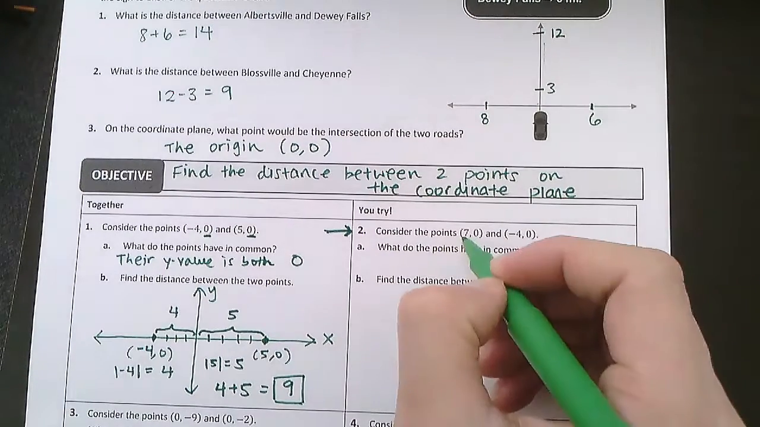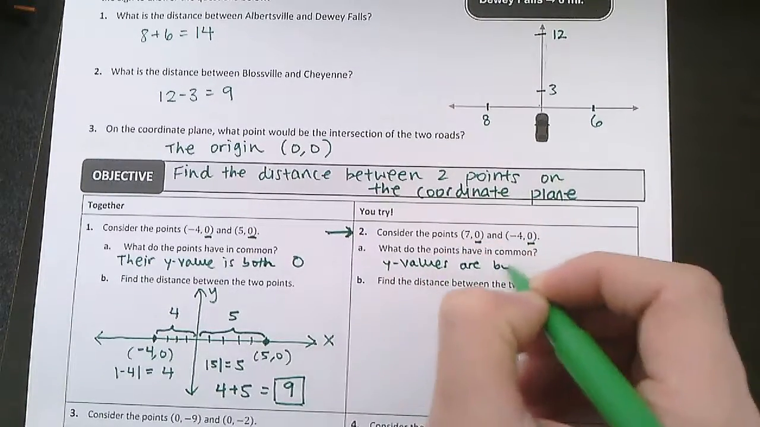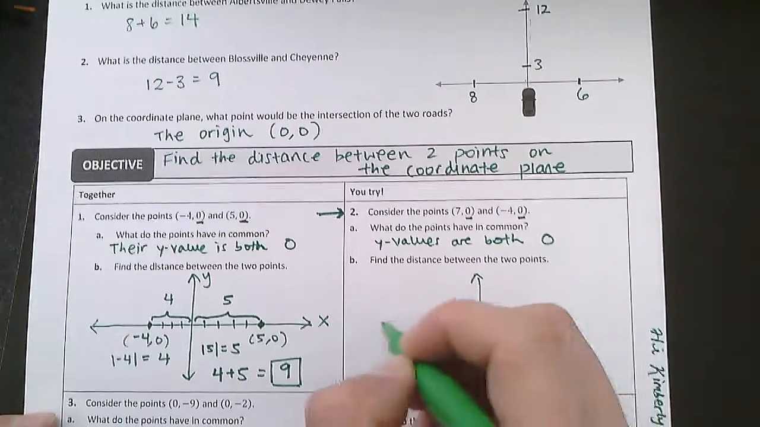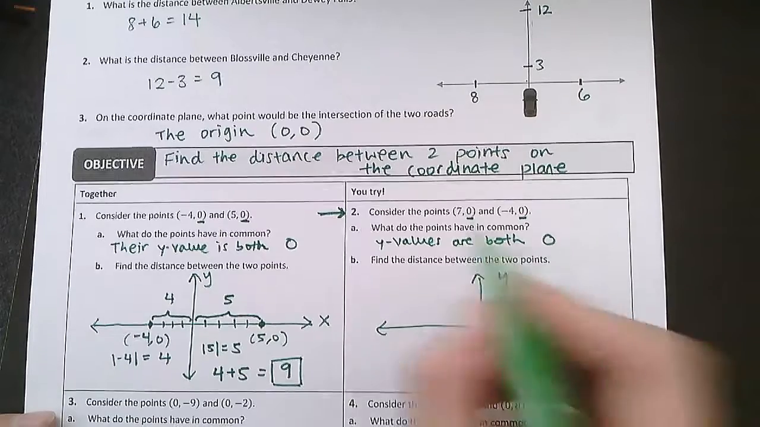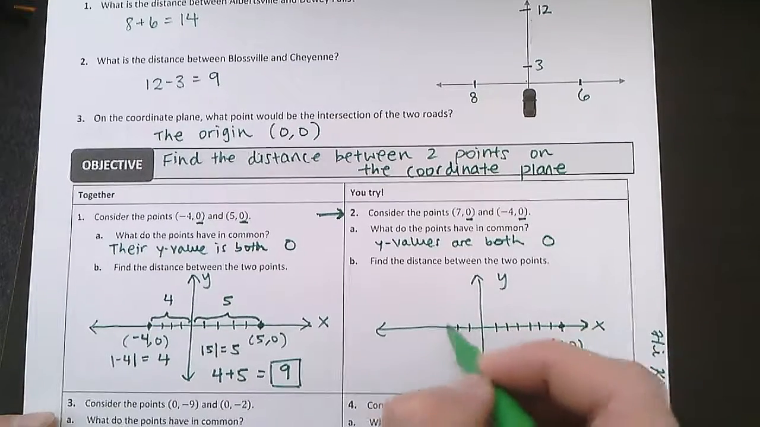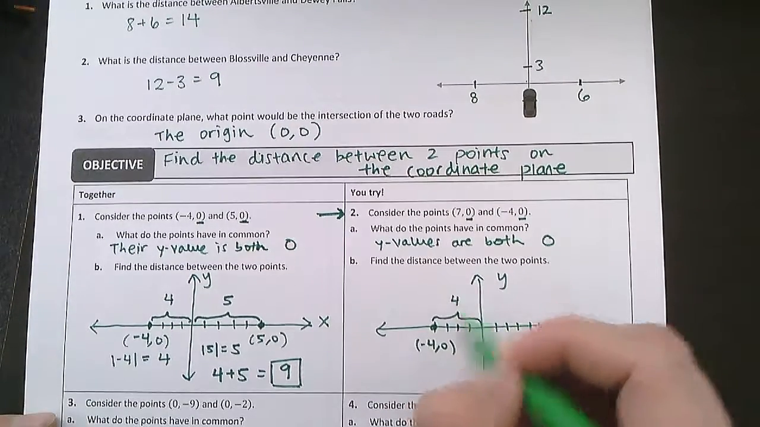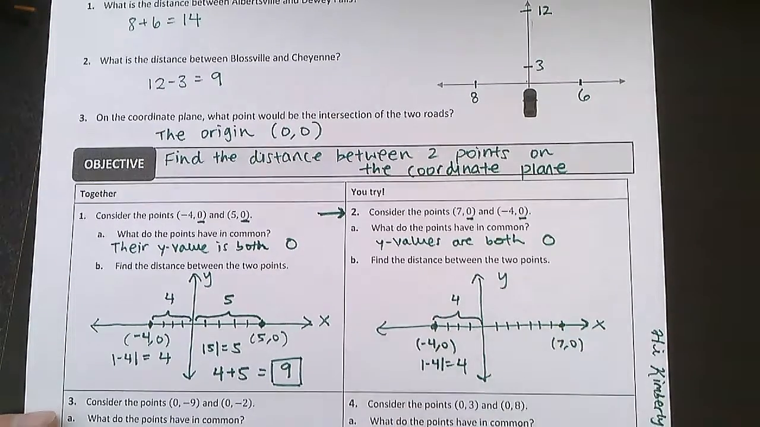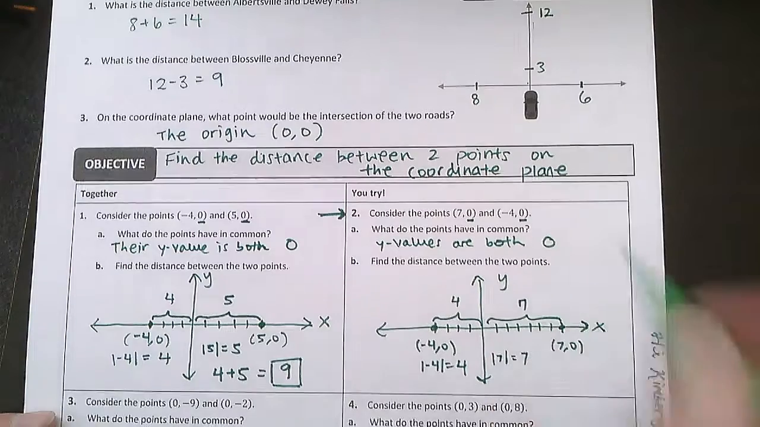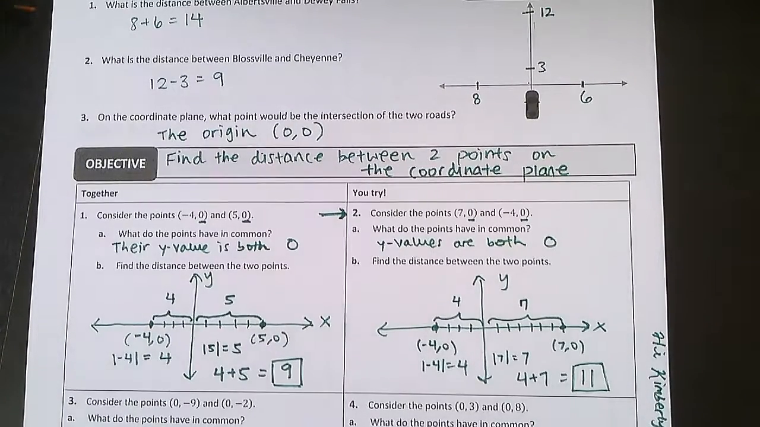What do the points have in common? The x's are different, but their y values are the same. So the y values are both 0. Okay, find the distance between the 2 points. Let's sketch it out. X, Y, 7, 0 is 1, 2, 3, 4, 5, 6, 7. Negative 4, 0, 1, 2, 3, 4. So here, the distance is 4 because the absolute value of negative 4 is 4. And here, it's going to add up to 7. The absolute value of 7 is 7. So 4 plus 7 equals 11. The distance is 11. If you got that all on your own, 3 gold stars for you.